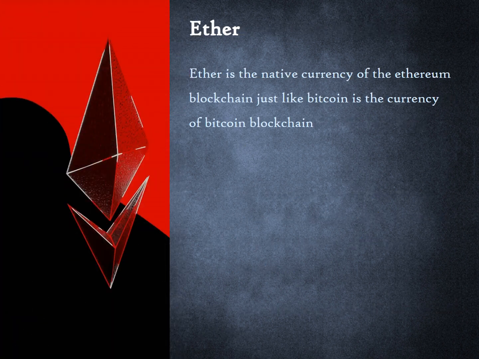Ether is the native currency of the Ethereum blockchain, just like Bitcoin is the currency of the Bitcoin blockchain. The smallest unit of USD is 1 cent. The smallest unit of Bitcoin is Satoshi. 100 million Satoshis is 1 BTC. The smallest unit of Ether is Wei. 10 to the power 18 Weis is 1 Ether.